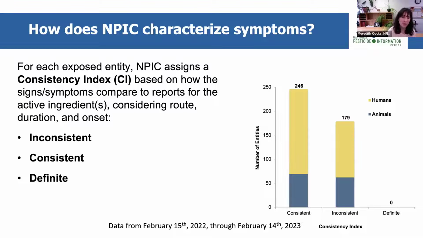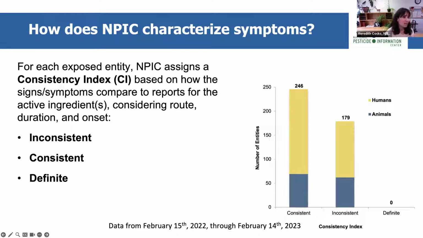You might notice there's also a consistency index of definite. That only applies if confirmed laboratory results are submitted as part of an inquiry, and this is extremely rare. As you can see, no cases in 2022 were assigned a CI of definite.